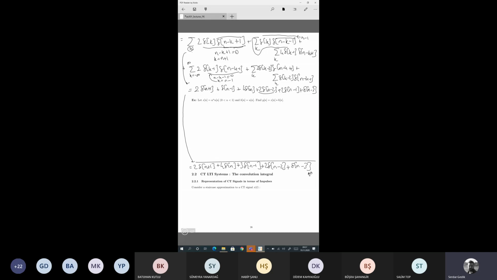Well, the next example that I will solve is this one. It tells you that x of n is alpha to the power n u of n, and h of n is simply u of n. So what's the output? In this way, I will use the closed form expression. y of n is x of n convolved with h of n, and it is this.